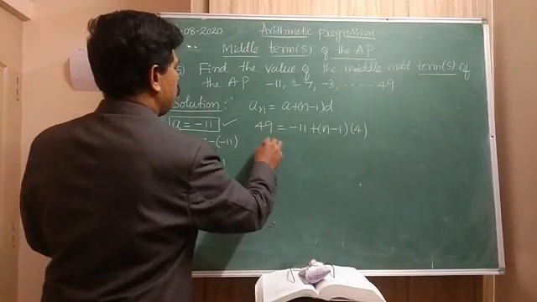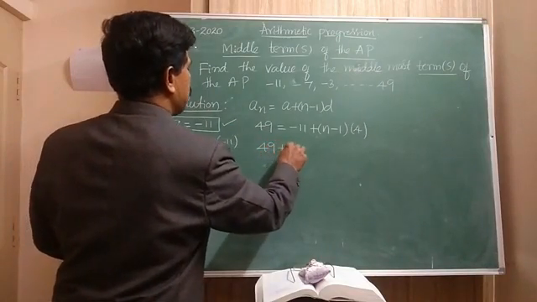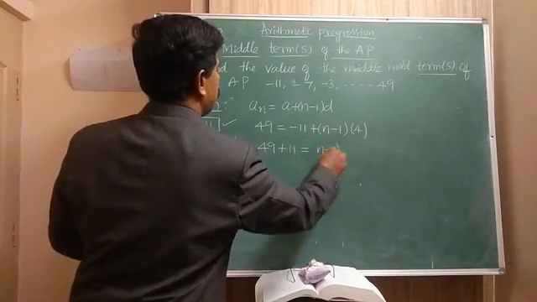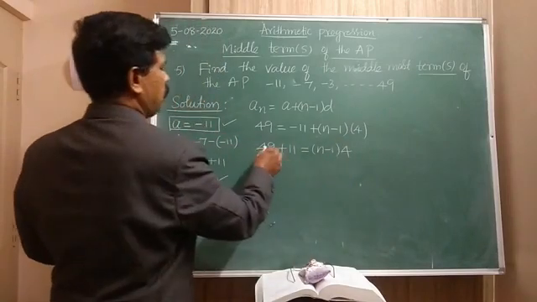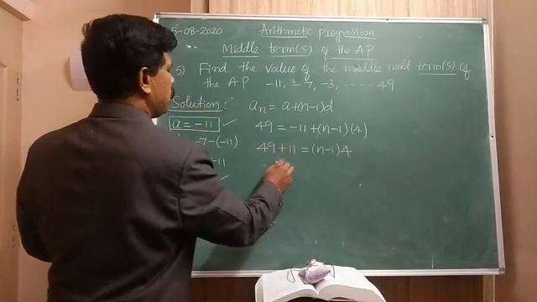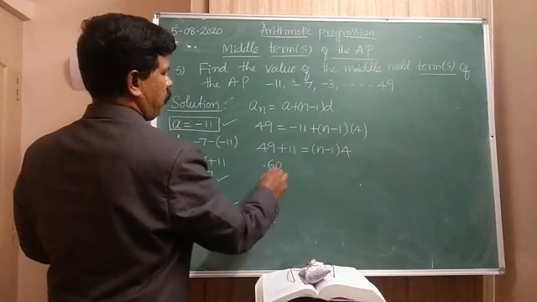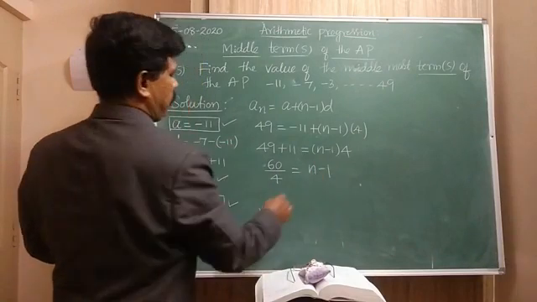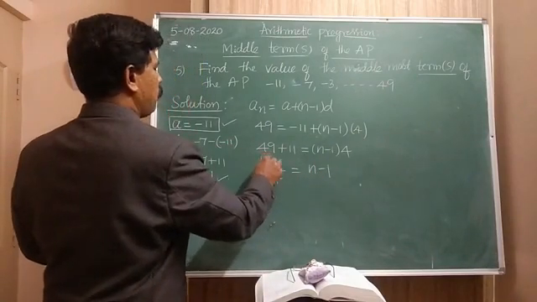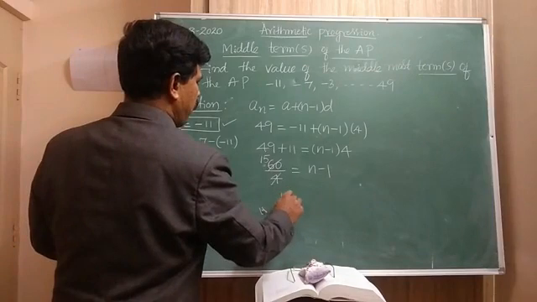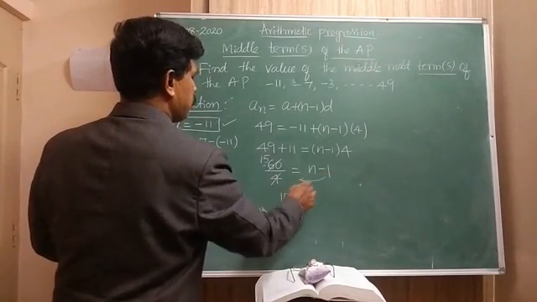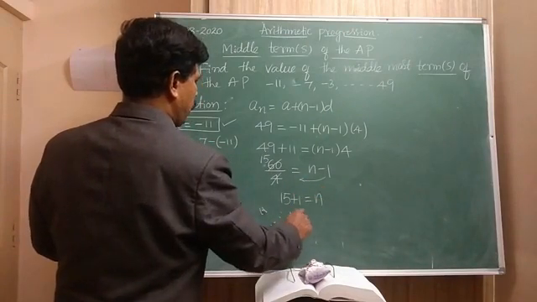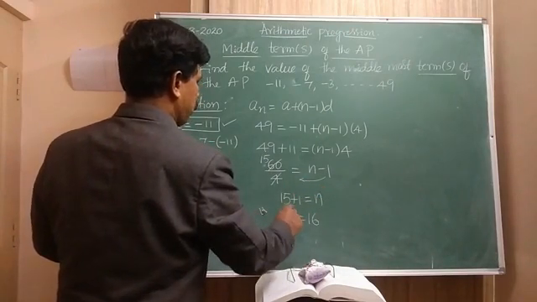Then 49 plus 11 is equal to (n minus 1) into 4. Here 49 plus 11 is 60. 60 by 4 equals n minus 1. Then 4 15s are 60. So 15, shift this minus 1 to this side, plus 1 is equal to n. Therefore, n is equal to 16.